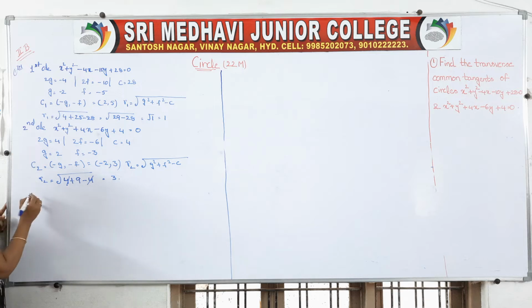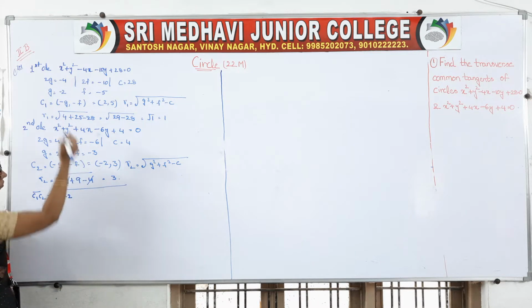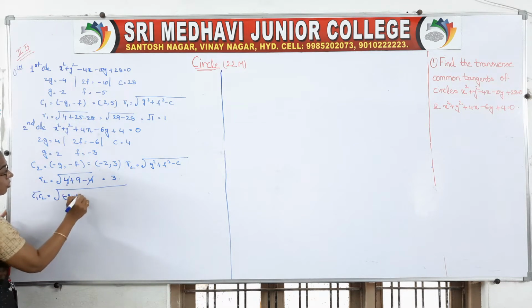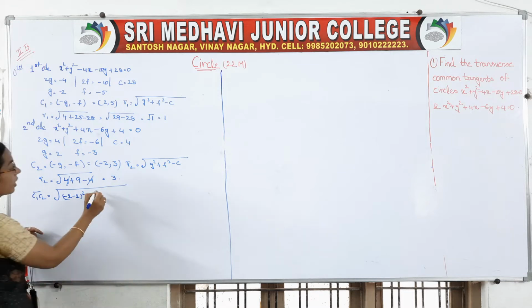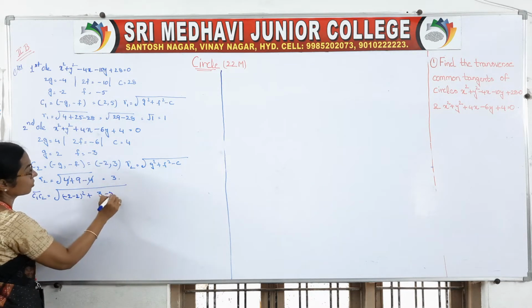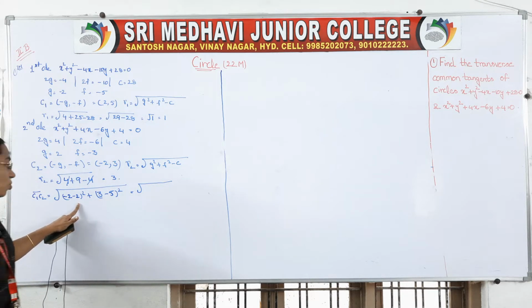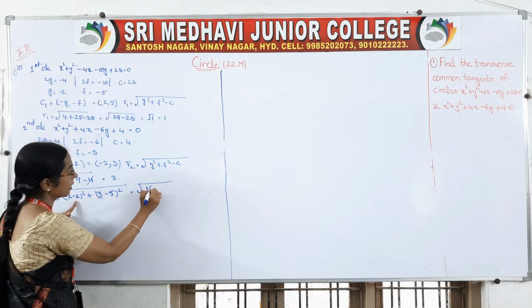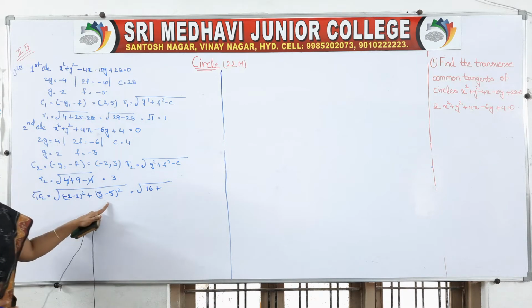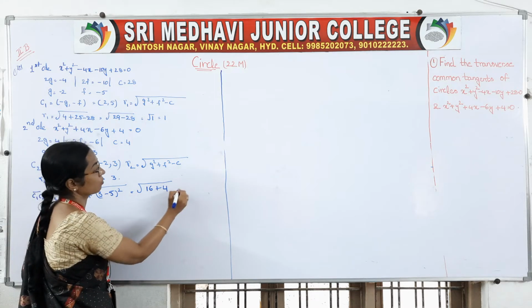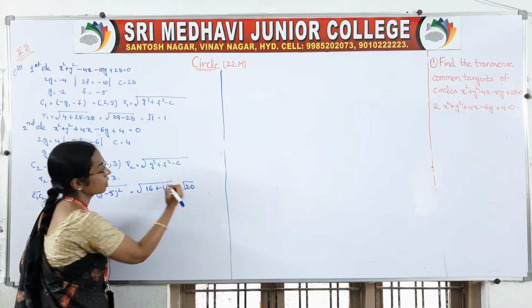After getting this, you find out your c1 c2, the distance between the centers: x2 minus x1 whole square plus y2 minus y1 whole square. So minus 2 minus 2 whole square plus 3 minus 5 whole square. The distance between c1 and c2: minus 2 minus 2 whole square is 16, and 3 minus 5 whole square is 4, so it is root 20.